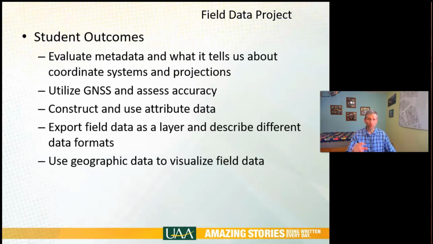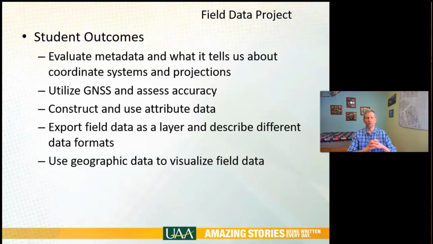So here are the outcomes that they're supposed to have, and this is very important: what do I want them to learn from this project? Well, first I want them to get used to evaluating metadata, and so that's why they have to collect the metadata. We've talked in this course, by the time they complete the project, about things like coordinate systems and projections, so I want them to be familiar with that, to understand what they're looking at. They also have to use the GNSS. Again, I've talked about GPS and other systems already. It's important for them to be familiar using something more than just a GPS on their phone.